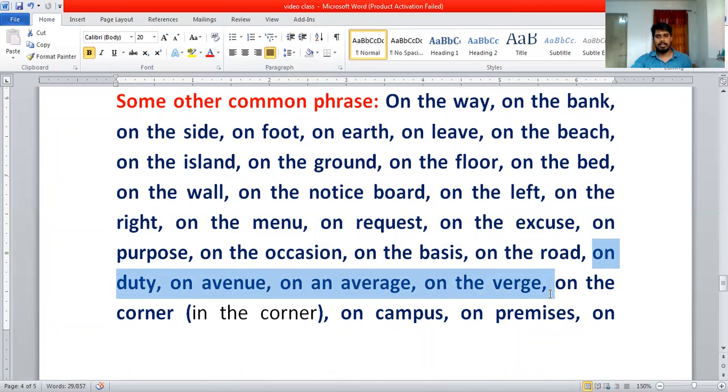On the verge. He is on the verge of ruin. He is on the verge of ruin.